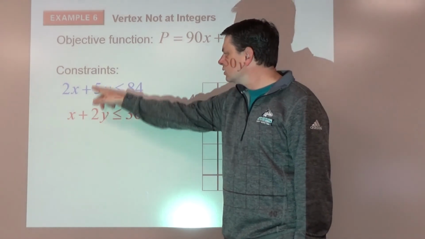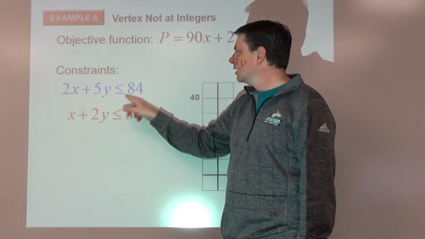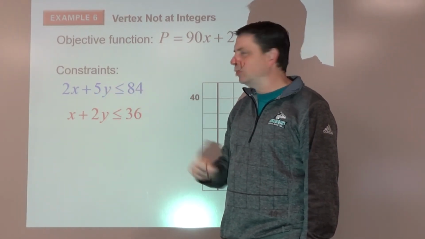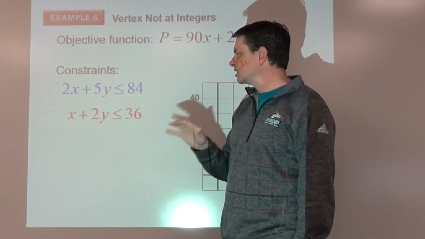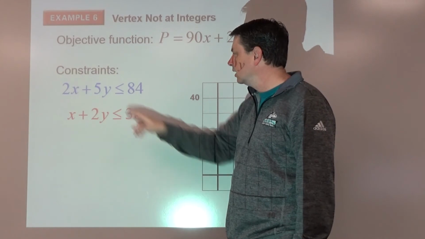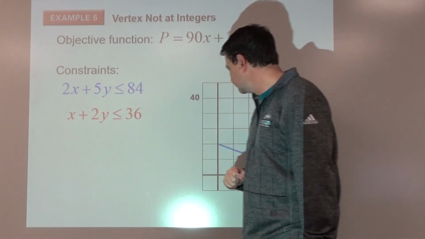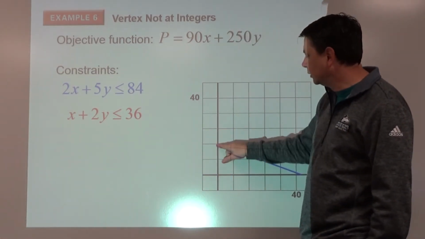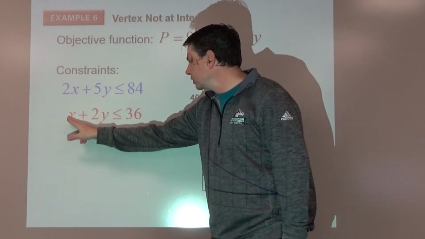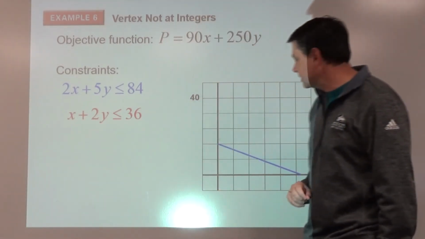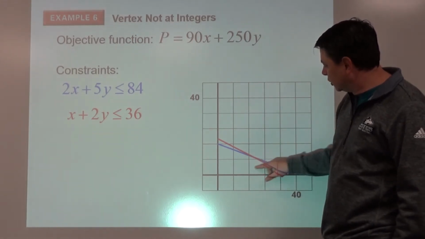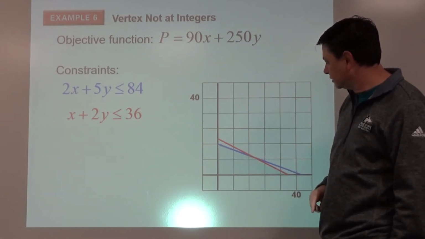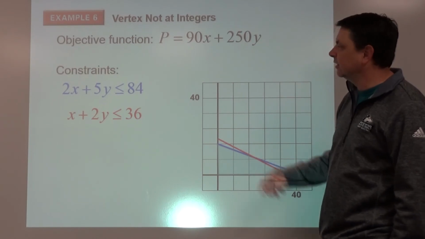And so here's really the issue. We're going to get a vertex at 16.8, or at least a y-intercept there at 16.8. We'll see if it's a vertex there. So 16.8 there, just a little bit higher than 16, and then 36 and 18. So an unknown vertex there. So we'll need to go ahead and find that.